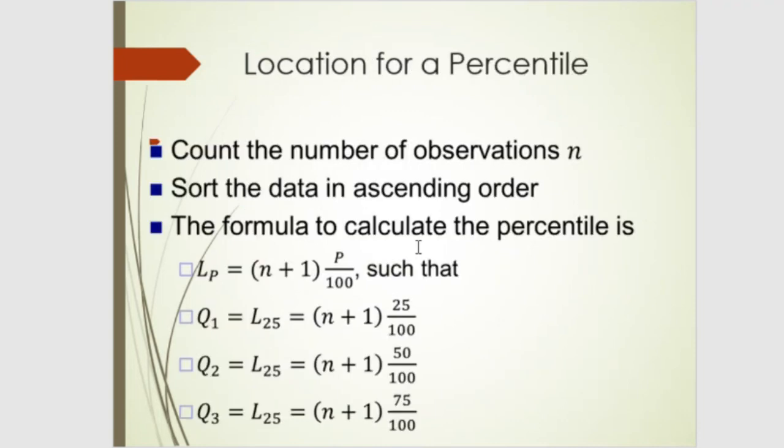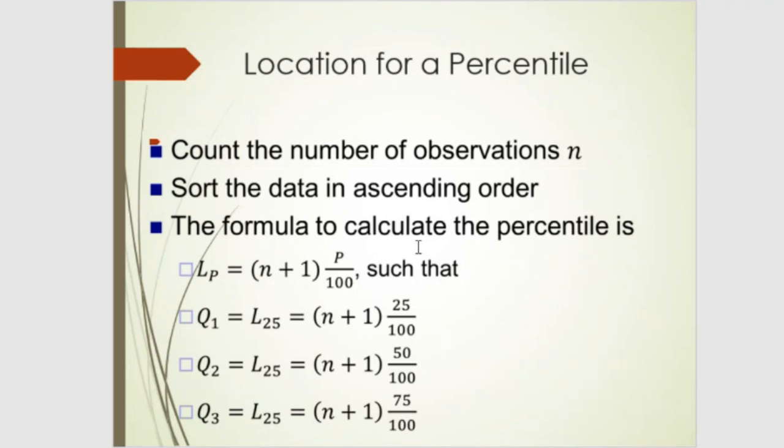So now, location of a percentile, how do we find that location of the percentile? As a procedure, the first thing that you need to take note of is that you need to count the number of observations, which is represented by the letter N. How many observations do we have? And then you need to sort the data in ascending order, from the smallest to the highest, so that it can help you when you locate those quartiles.